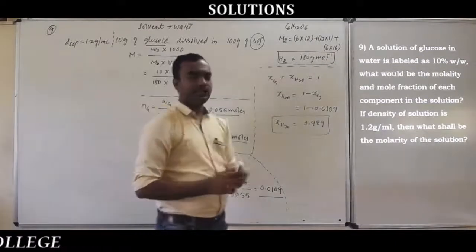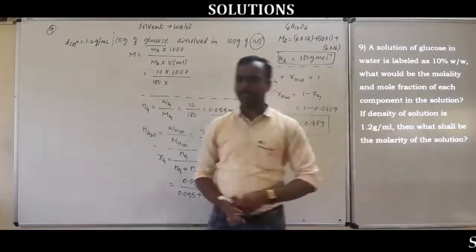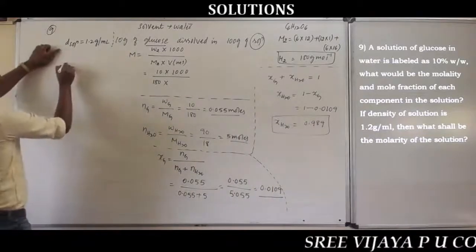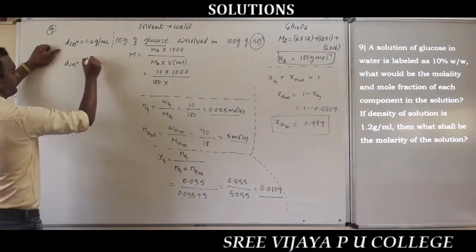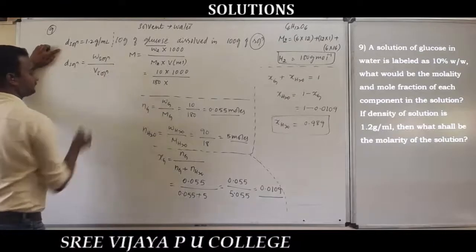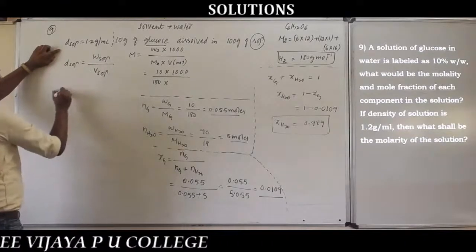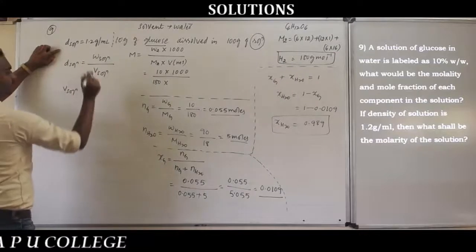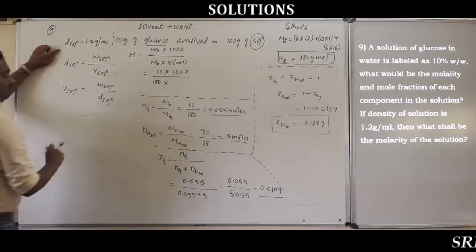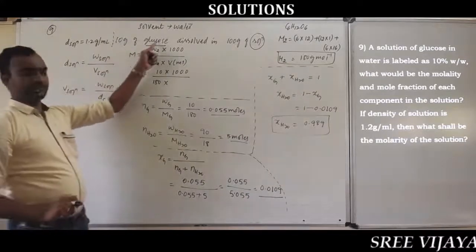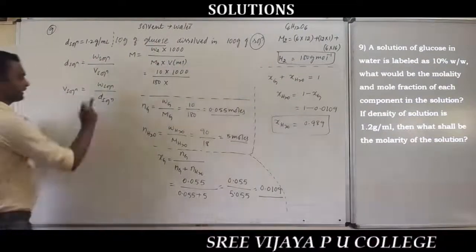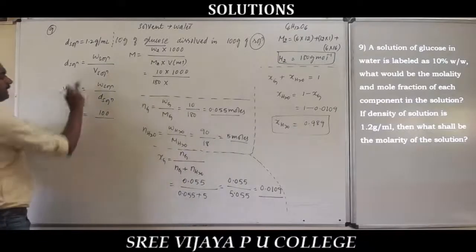That is very important. To calculate the volume of solution, we can use the density of solution. What is the formula for density? Density is equal to mass by volume. So density of solution is equal to mass of solution divided by volume of solution. What we need is the volume of solution. So volume of solution is equal to mass of solution divided by density of solution. What is the mass of solution? 10 gram is glucose, the solute. The total mass of solution here is 100 gram. So mass of solution is 100 gram divided by the density of solution.